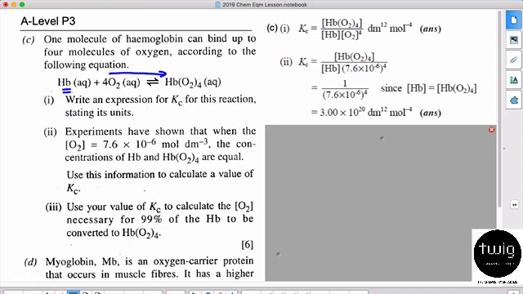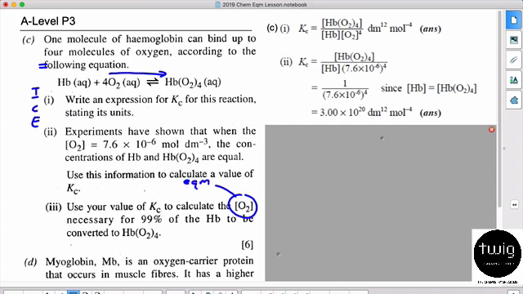Then use your value of Kc to calculate the O2 needed for 99% of the Hb to be converted. So imagine I put an ICE table. Use your Kc value to calculate the O2. Can somebody tell me, when we read through this, is this O2 initial or equilibrium? Is it initial or equilibrium? It's kind of strange, but it sounds like initial, but actually it's equilibrium, the O2 at equilibrium.